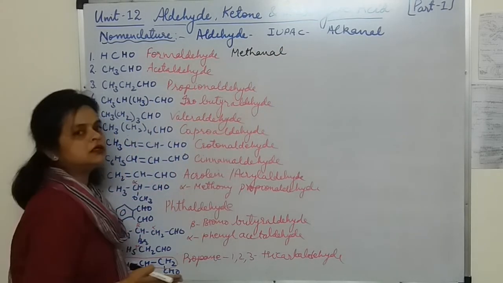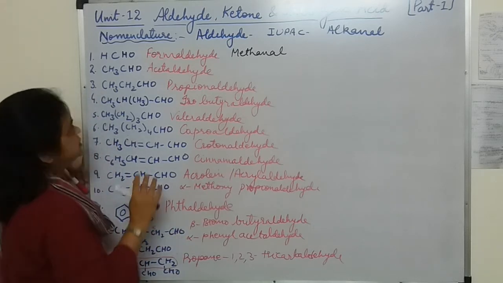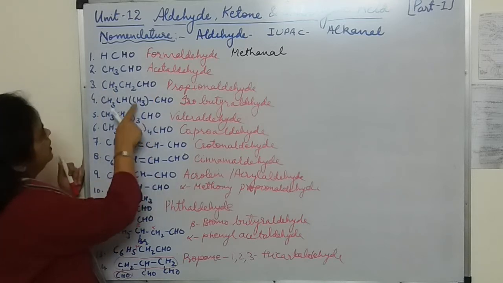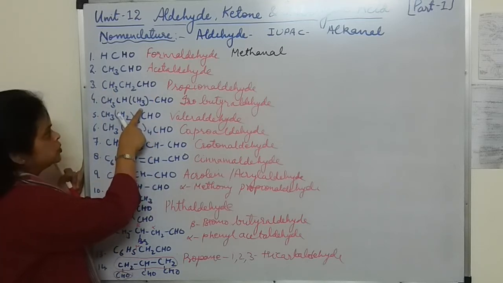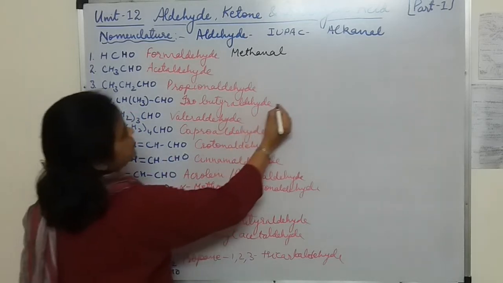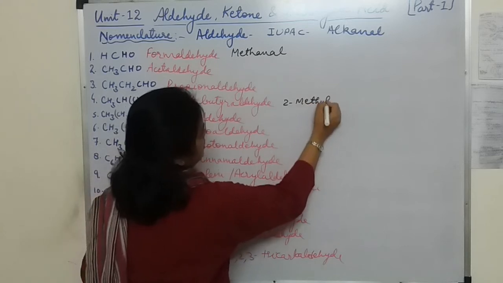I am leaving that for you. Wherever I find that it is different, I will tell you. It is ethanal, with 3 carbons propanal, and here it is a branched chain. So what will you write here? 2-methyl propanal. Here, what will you write? 2-methyl propanal.